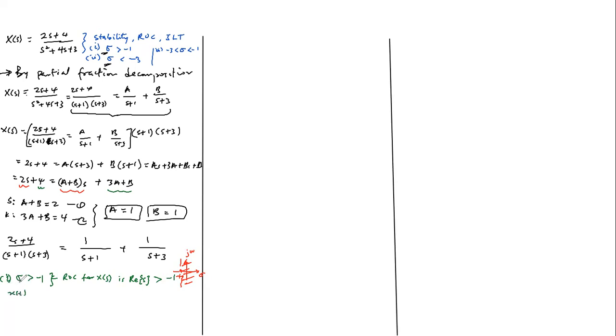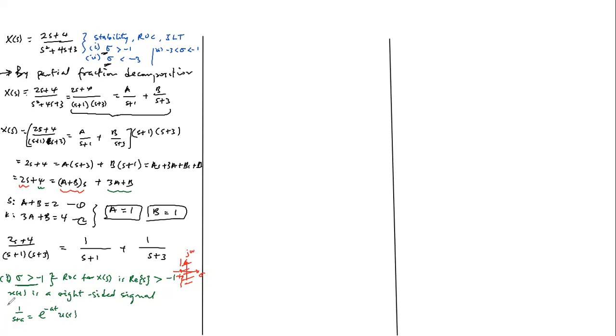So x of t based on this condition is a right-sided signal. Okay, so if that's what it is, we can take the inverse Laplace transform. And for the right-sided signal, 1 over s plus a is the same as e to the minus a t, u of t, right?